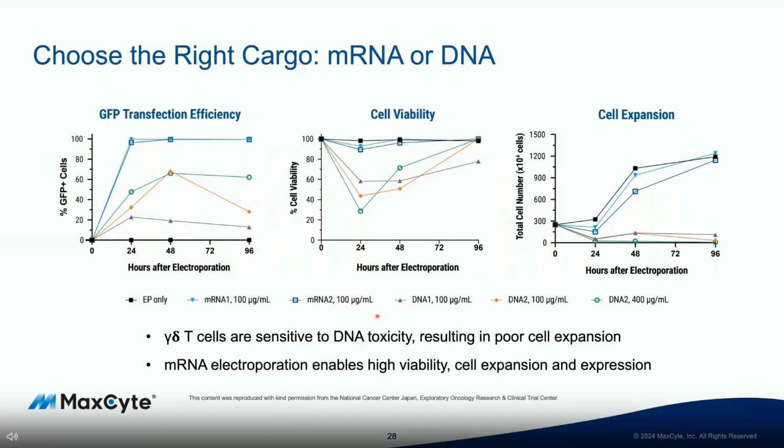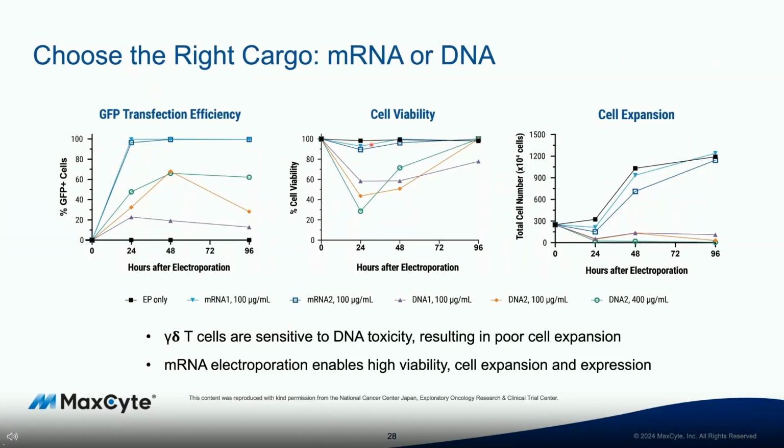This slide shows an example of gamma delta T cells from a collaborator at the National Cancer Center in Japan, where they delivered either mRNA GFP or DNA GFP. What you can see here is that the GFP mRNA has high efficiency that's sustained for about 96 hours after transfection, whereas with DNA, comparing lower to higher DNA concentrations, you can get higher transfection efficiency with more DNA. However, there's a cost of cell viability.